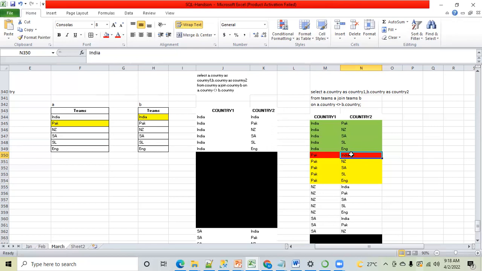Any idea? We can use distinct. Distinct. Okay, distinct will not work here. I will tell you why. But that's a very good thought. Let me tell you why distinct will not work here. See, India, Pakistan, Pakistan, India. They both are duplicate records for us, correct? For our case, they both are duplicate records. But SQL will not consider this as a duplicate record. Suppose like this.